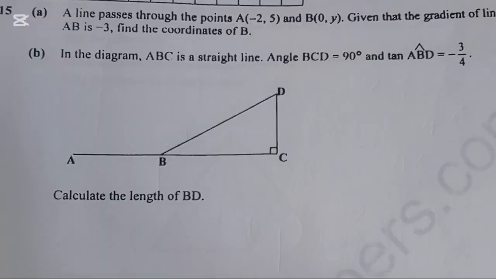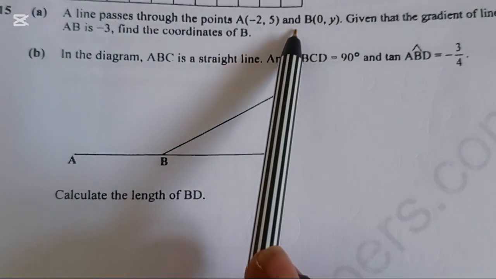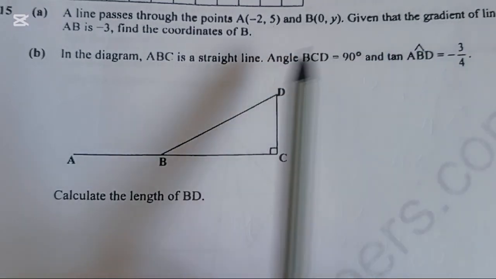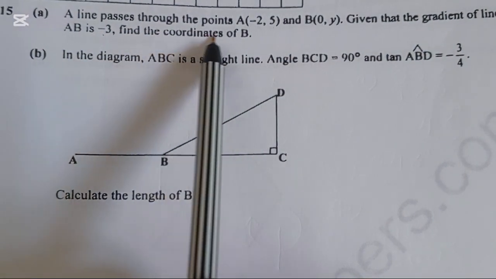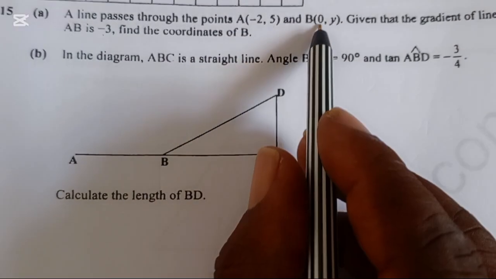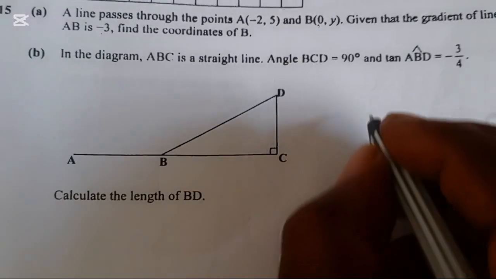15a, a line passes through the points A(-2, 5), B(0, y). Given that the gradient of the line AB is -3, find the coordinates of B. So coordinates of B, already we have a 0 here. So now what have we been given? What we've been given is the gradient.